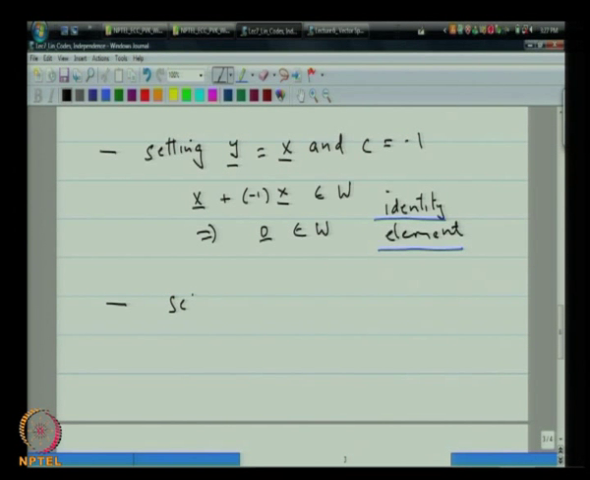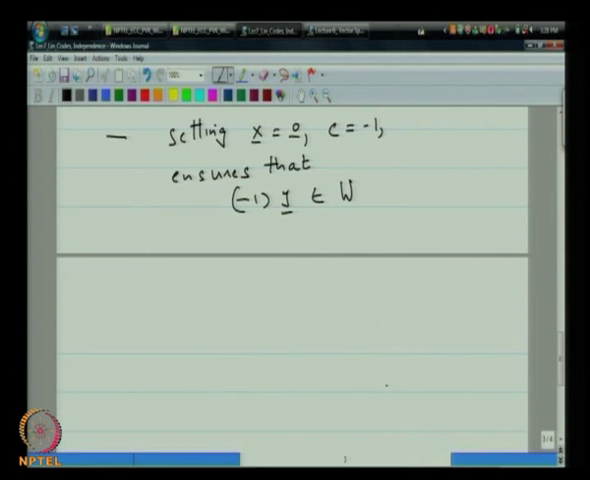Setting x equal to 0, C equal to minus 1 ensures that minus 1 times y belongs to W, which is equivalent to saying that minus of y belongs to W. So, that is verifying the presence of the inverse.